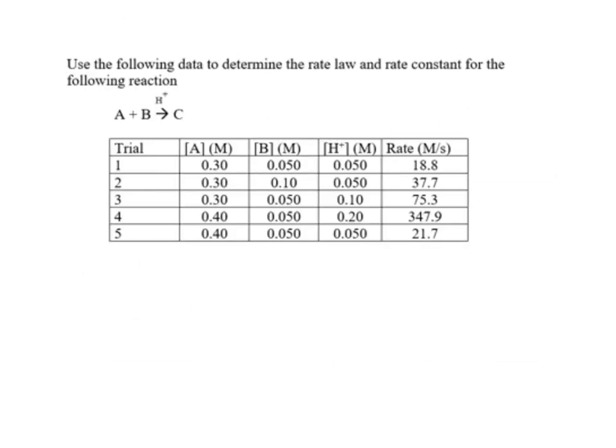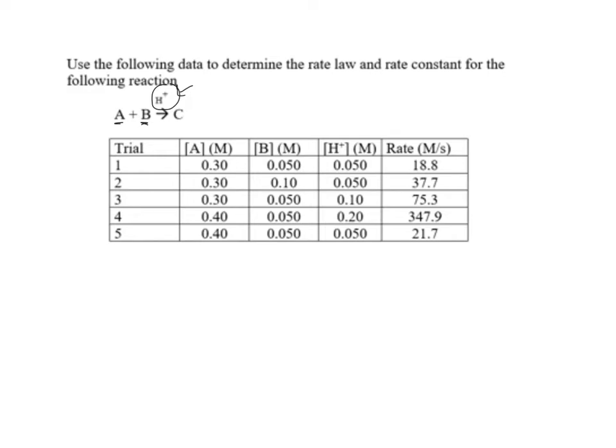Alright, so we've got two types of questions: one using the differential rate law and the other using the integrated rate law. The differential rate law we would use to answer a question like this. It says use the following data to determine the rate law and the rate constant for the following reaction. We've got reactant A plus B react to form C in the presence of hydrogen ion. Sometimes something like this hydrogen would be considered a catalyst, and it can speed up the reaction. And even though it's not in the reaction equation, we state that it does participate by putting it over the arrow.